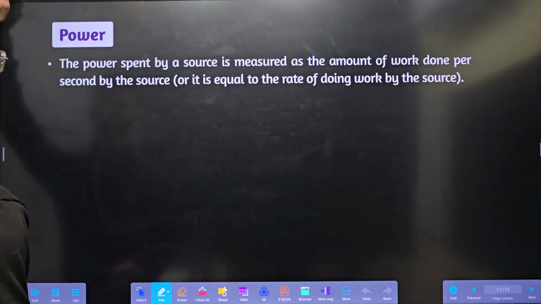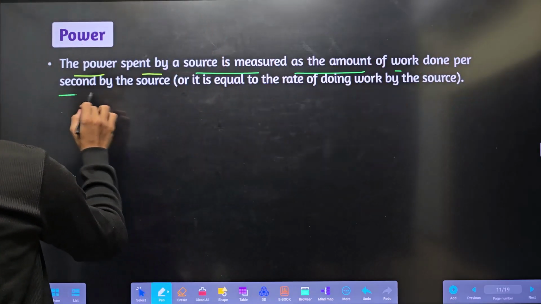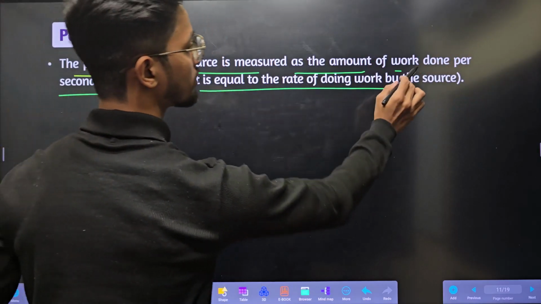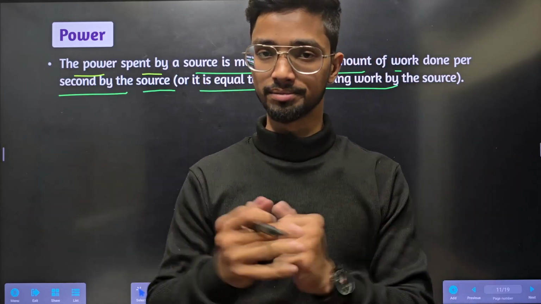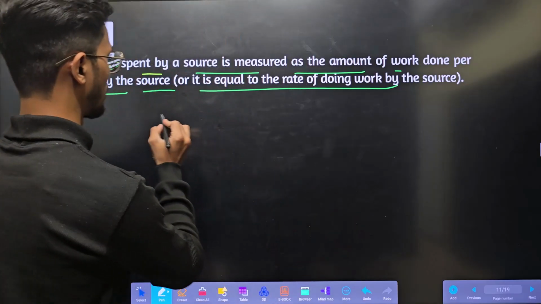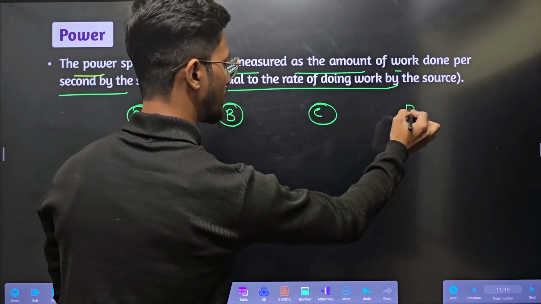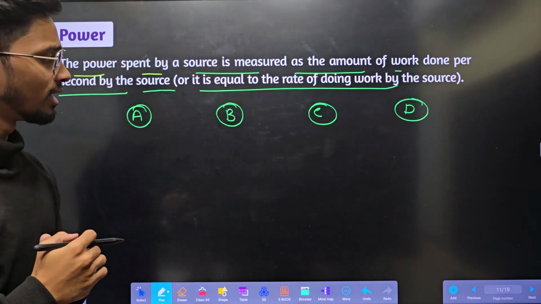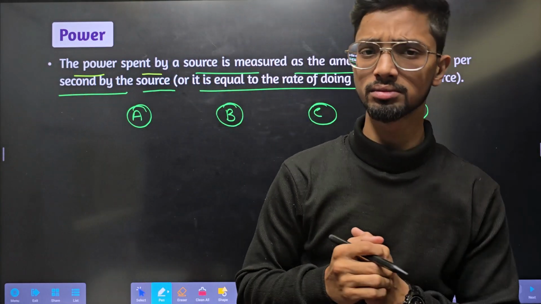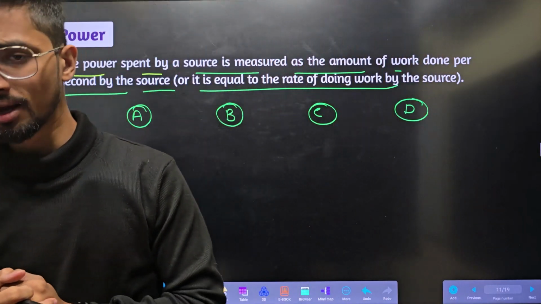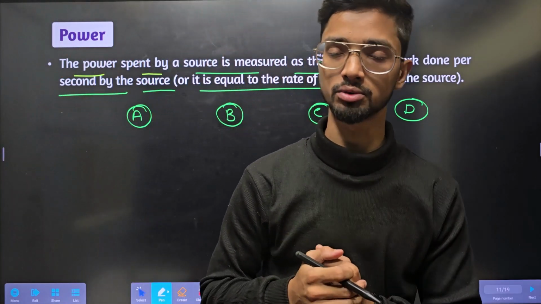Power. What is power? The power spent by the source is measured as the amount of work done per second by the source, or is equal to the rate of doing work by the source. So let us understand here. There are 4 students here: A, B, C, and D. I gave them work. What work? I gave them 20 questions to solve. I told them whoever solves the 20 questions, I'll give them a chocolate tomorrow.